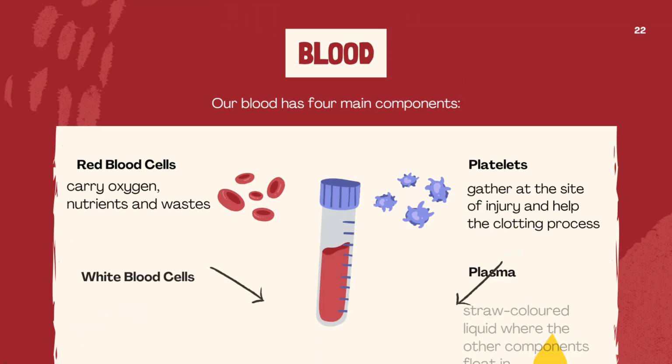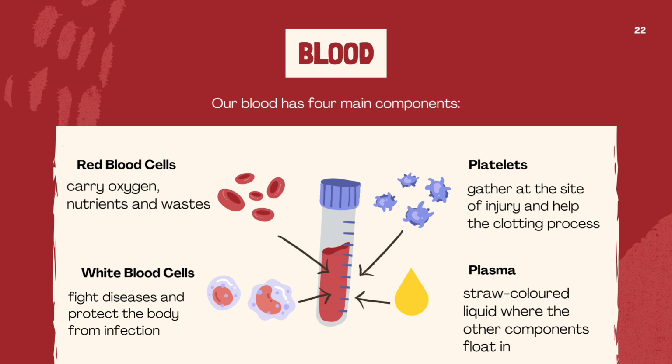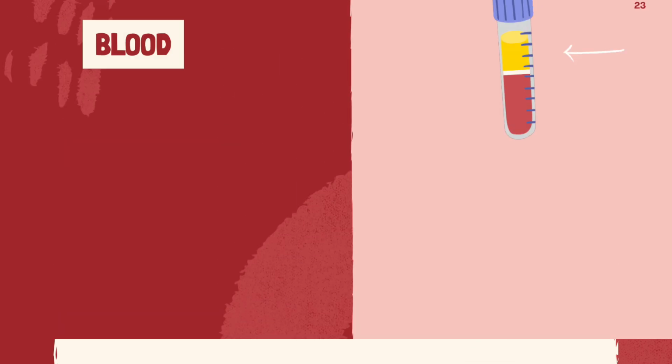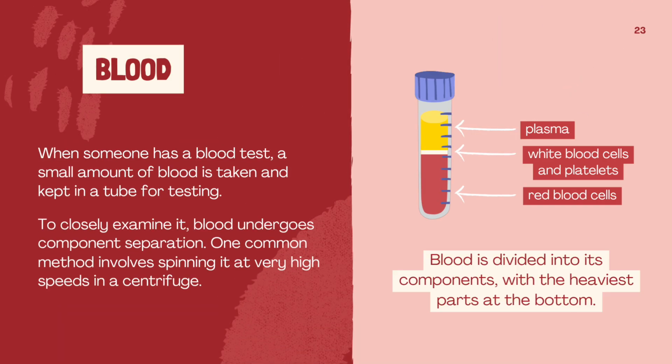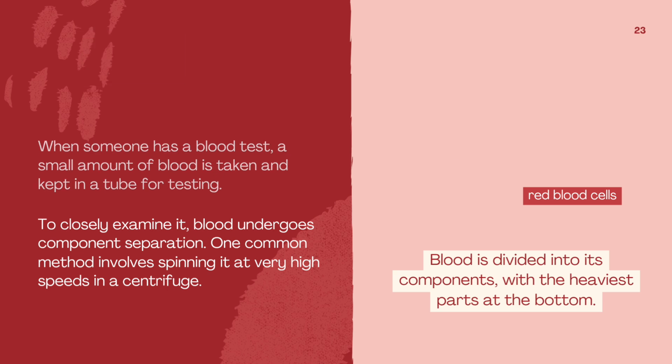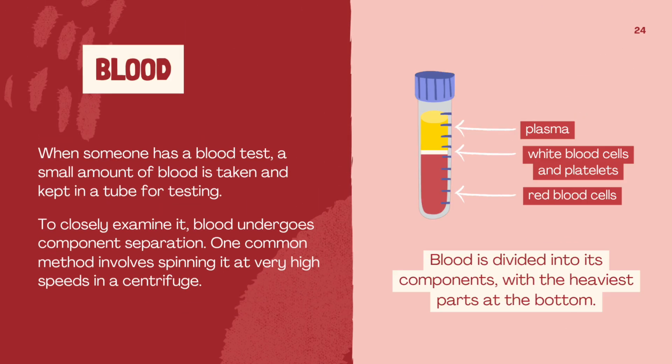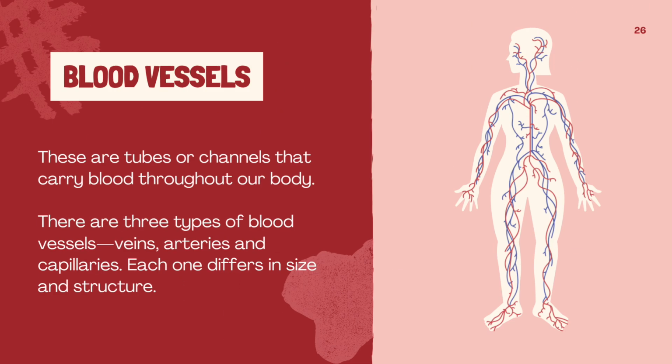When someone has a blood test, a small amount of blood is taken and kept in a tube for testing. To closely examine it, blood undergoes component separation. One common method involves spinning it at very high speeds in a centrifuge. Plasma, white blood cells and platelets, red blood cells. Blood is divided into its components, with the heaviest parts at the bottom.